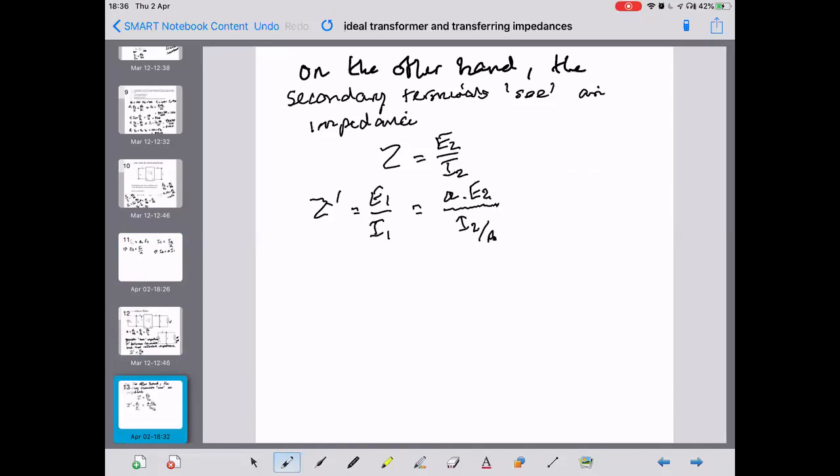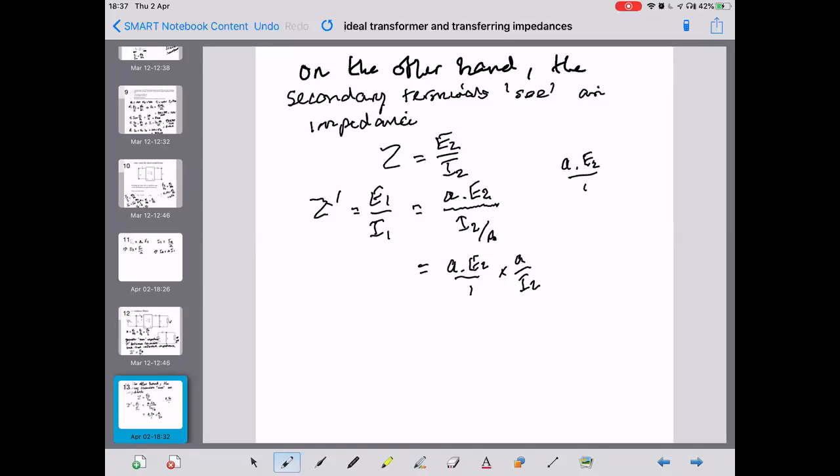And then we've effectively got a fraction, because on the top here we could write A E2 over 1, and we've got I2 over A on the bottom. So to simplify this, we do A times E2 over 1 times A over I2. Turn the bottom fraction upside down and multiply. Everybody remember that?